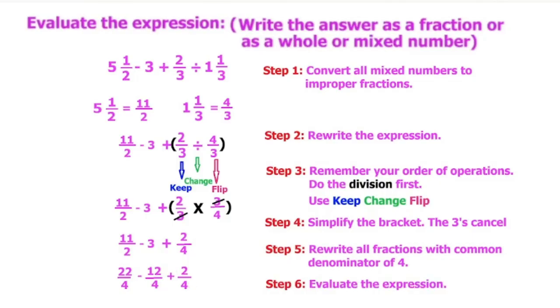Now you just add and subtract everything up. So evaluate the expression. So when you subtract 22 minus 12, you're left with 10. You add 2, it becomes 12, 12/4. But you could simplify that further. 4 fits into 12 3 times, so the answer is 3. And that's how you do that problem.